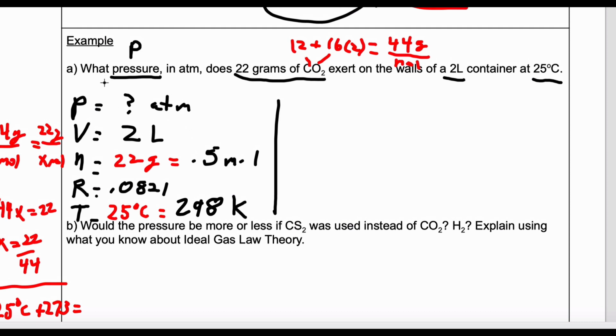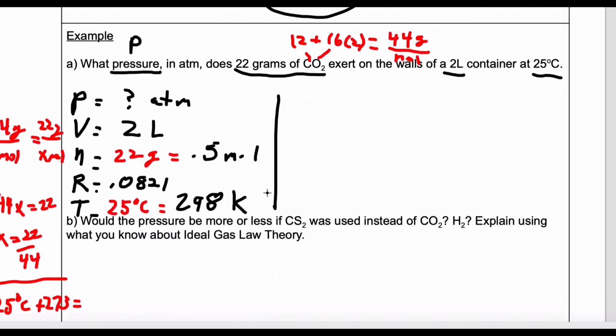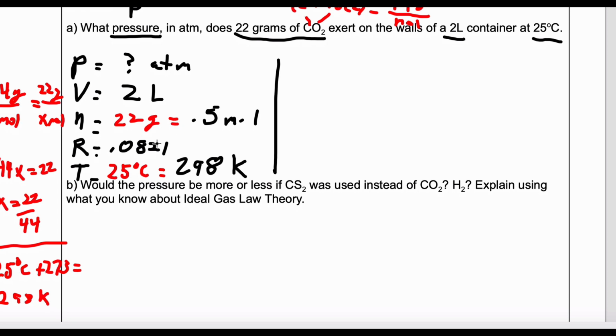So now once I have everything in the correct units, I have pressure in atmospheres, I have volume in liters. Sometimes they'll give me milliliters. Now remember, if there's milliliters, I just divide by 1,000. I have my moles, which I converted from the grams. I have R, which is 0.0821, and I have temperature. 25 plus 273 is 298. So I have everything, and now I'm just going to solve for it.